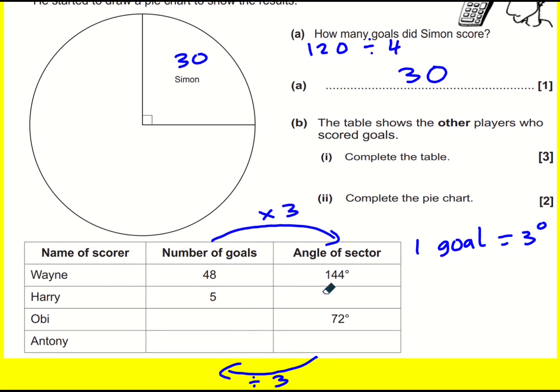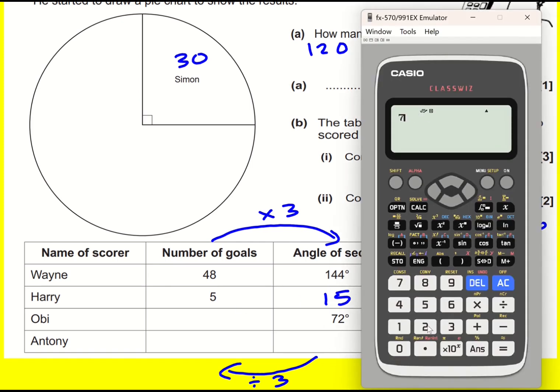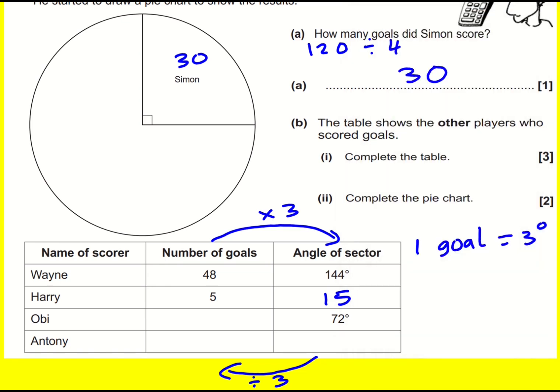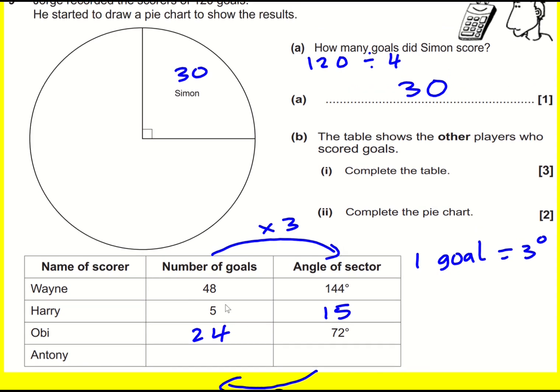So 5 times 3 gives me 15 degrees. That's the area of that sector. And then over here, I'm going to do 72 divided by 3. 24. And don't forget, we've got the 30 goals from Simon from before. So I'm just going to write that up here. And it was 90 degrees.